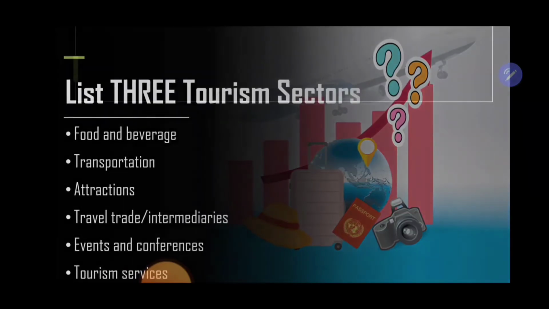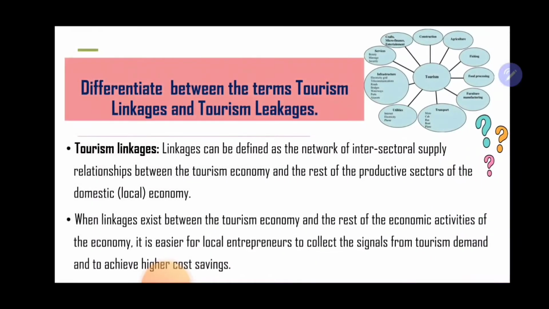tourism services. Next question. Differentiate between the terms tourism linkages and tourism leakages. Now, tourism linkages can be defined as a network of intersectoral supply relationships between the tourism economy and the rest of the productive sector of the domestic economy, or we may say local economy, right? Now, when linkages exist between the tourism economy and the rest of the economic activities of the economy, it is easier for local entrepreneurs to collect the signals from tourism demand and to achieve higher cost savings.